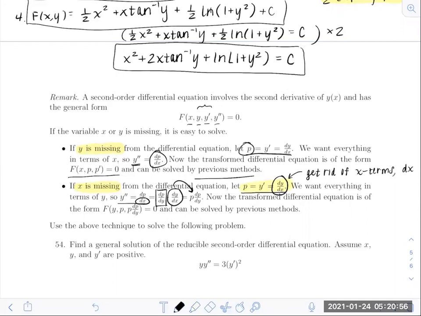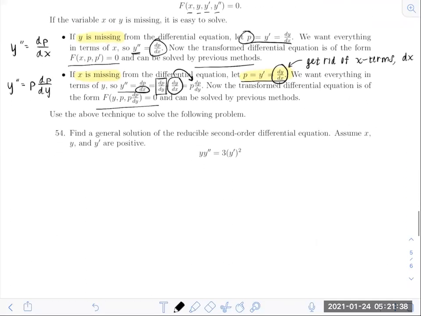So again, the major difference is in bullet point 1, y double prime is dp dx. In the second bullet point, y double prime is p dp dy. They're actually equivalent. It's just that in one of these methods, we want to write everything in terms of p and x. And in the other method, we want everything in terms of p and y. So now plug all of these values in. You should have a differential equation in y and p. And then again, check to see which familiar differential equation this is and solve appropriately.